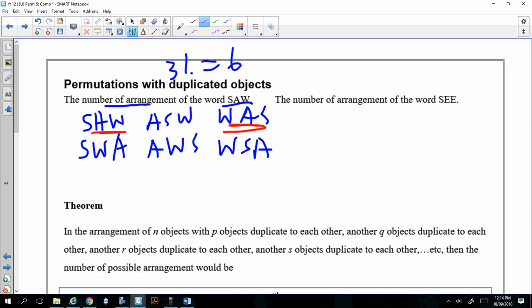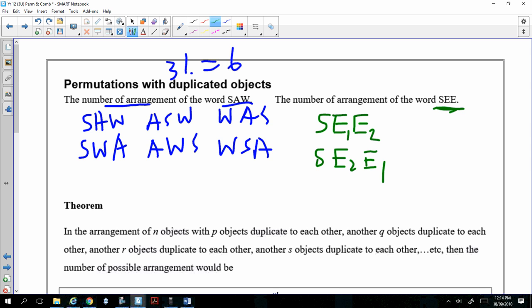Okay, now what's the point I'm trying to make? What if the word has duplicated objects? So we could have SEE, or if the 2 E's are different, you will still have 6 ways, isn't it? So you got E1 S E2, or E1 E2 S, and then S E1 E2, S E2 E1, E2 S E1, and E2 E1 S.